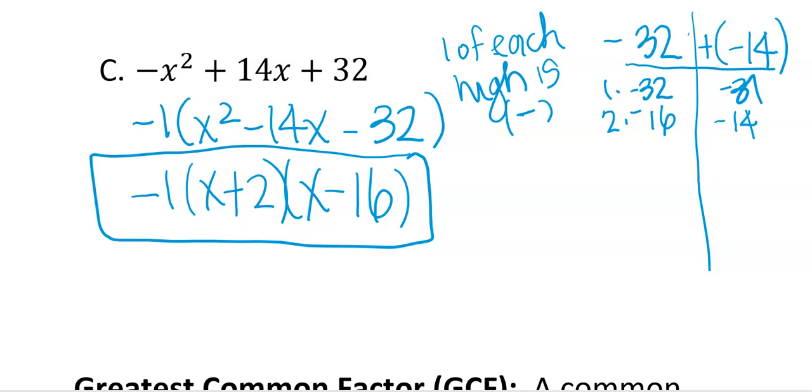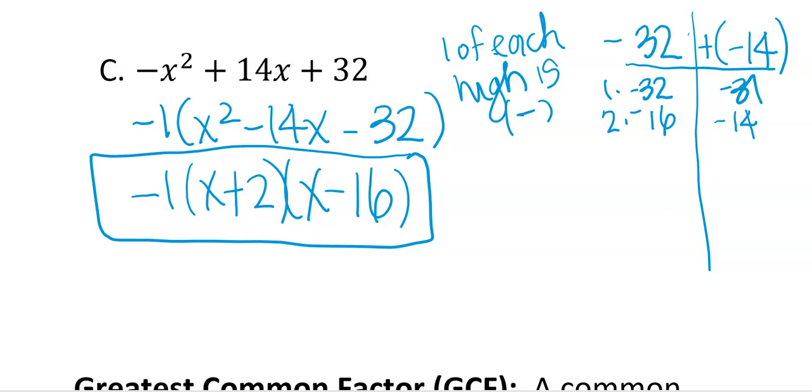Yep? It doesn't matter. No, you could have these two switched as well. You could do -1 and then x minus 16, x plus 2. When you're multiplying, it doesn't matter what order you multiply, you still get the same thing.